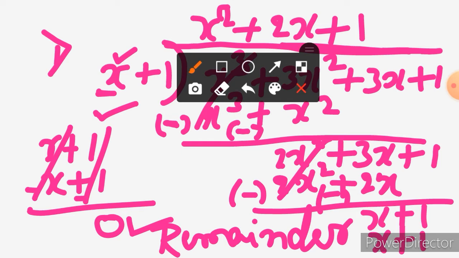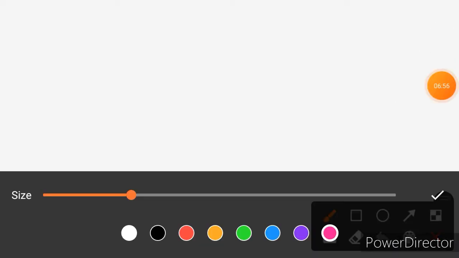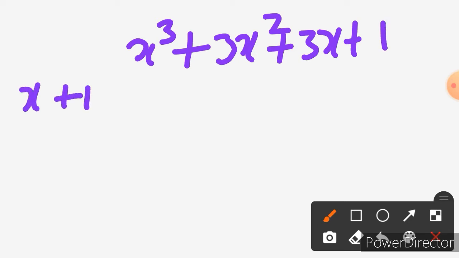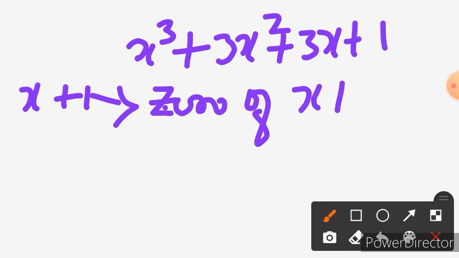Okay, there is one more alternative method, I'll show you that also. So let me write down the given polynomial, x cube plus 3x square plus 3x plus 1. I have a divisor as x plus 1, correct? For this, I will find the zero of x plus 1. In order to find the zero of x plus 1, I should just equate the given divisor to 0. That means I'll get x is equal to minus 1.